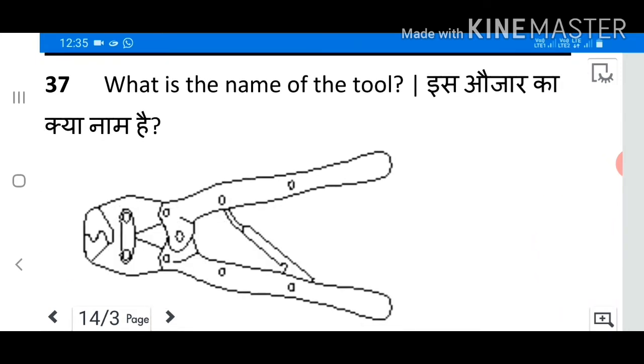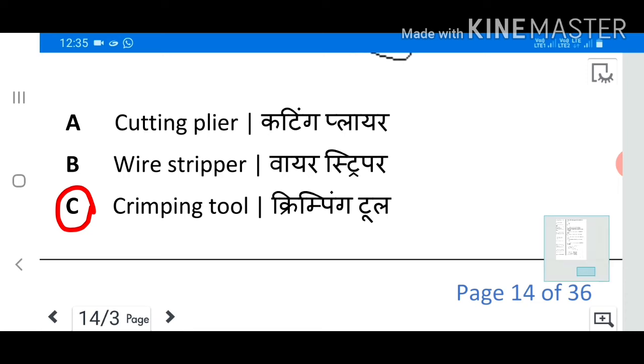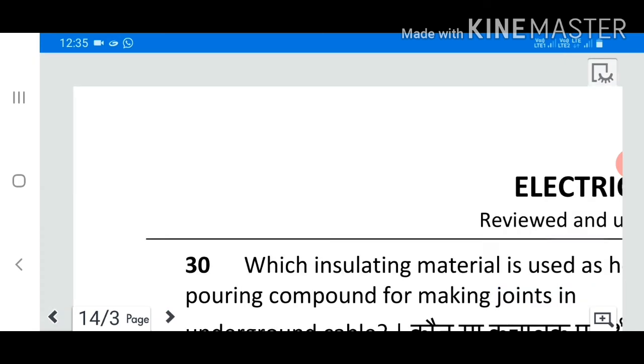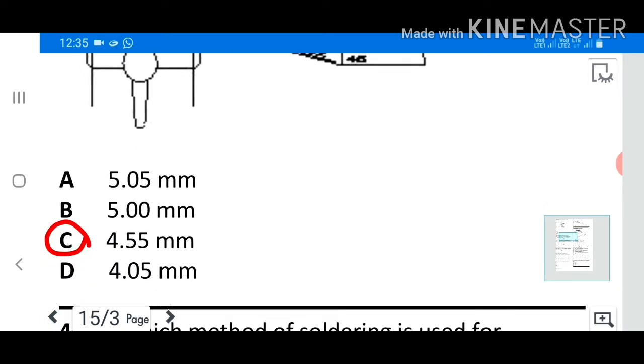37. What is the name of the tool? Answer C. Crimping tool. 39. What is the reading of the micrometer? Answer C. 4.55.